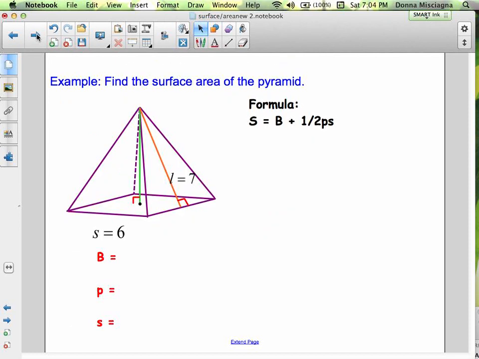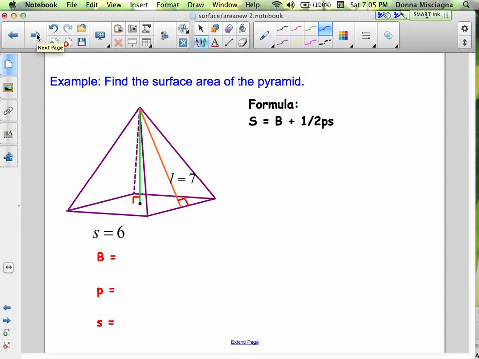All right, so here we're going to find the surface area of the pyramid. We actually have all that we need because we're given slant, right? And we have the side. And that's all we need. We can find everything else out. All right, so our base is a square. This happens to be a square pyramid. If you're only given one side measure, it's a square pyramid.